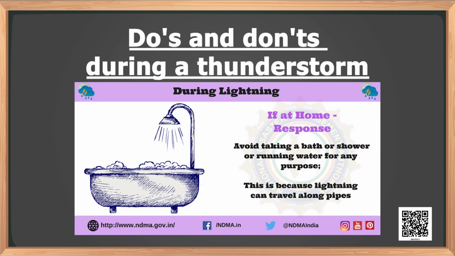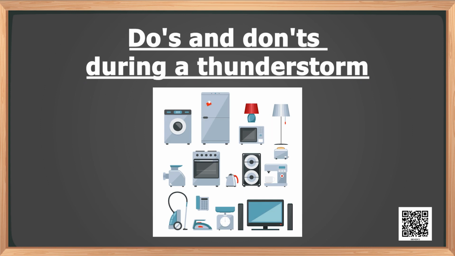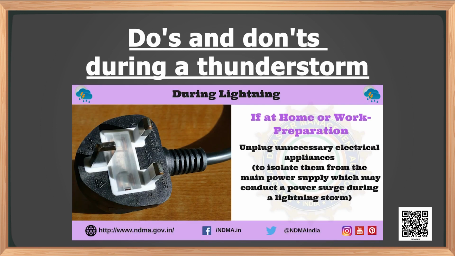Bathing should be avoided in order to avoid contact with running water, and also electrical appliances like computers, TVs, etc. The electrical appliances in the house should be disconnected during a thunderstorm.